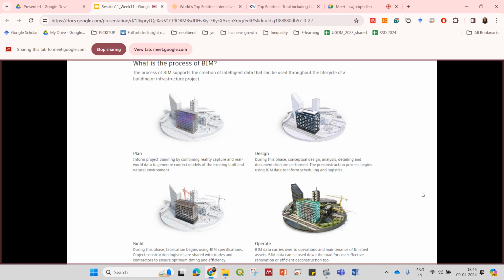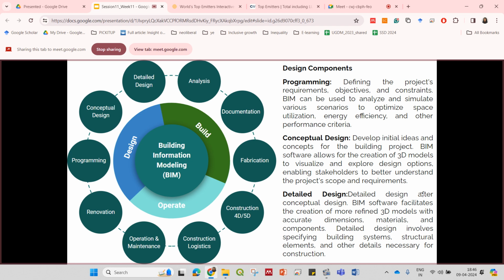So these are the main processes of BIM. For each process there are several components. For design components you have programming, conceptual design, and detailed design. Programming is first defining the project requirements, objectives, and constraints. So these then can help you analyze and simulate various scenarios to optimize space utilization in your building, for energy efficiency in your building, and for other performance criteria.